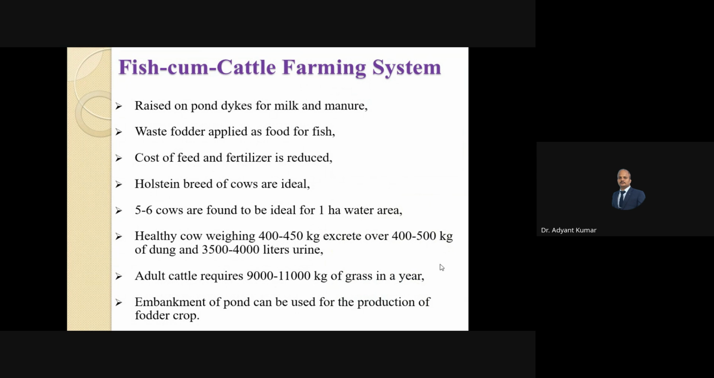5 to 6 cows are found suitable for 1 hectare of pond area. A healthy cow weighing 400 kg could produce 400 to 450 kg of cow dung over a year and 3,500 to 4,000 liters of urine, whereas it requires 9 to 10 tons of grass in a year. The embankment of the pond can be used for production of fodder crops, which will be utilized by these cattle.